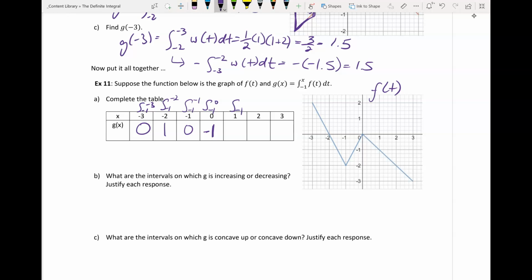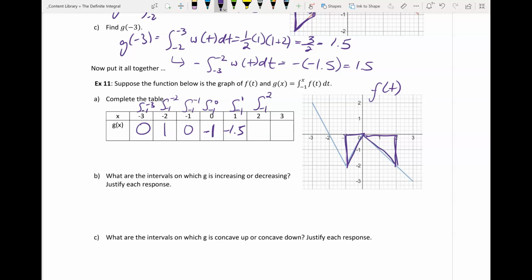Go from negative 1 to 1. The first triangle has an area of 1. The second triangle has an area of 0.5. And they're both below the x-axis, so this is negative 1.5.